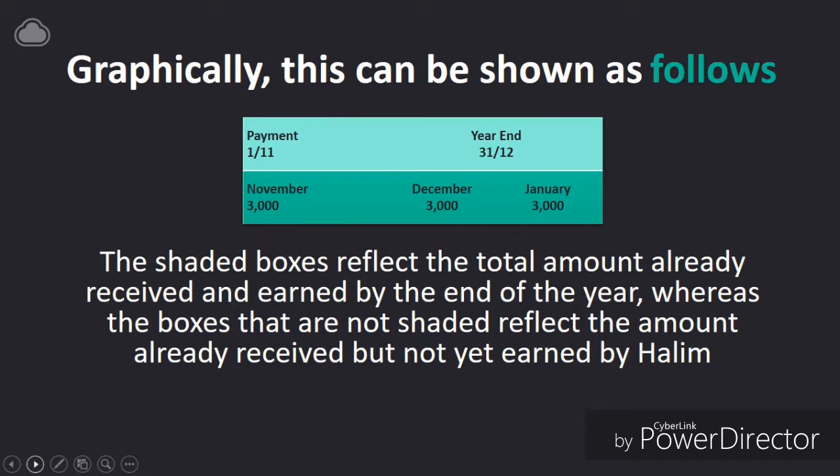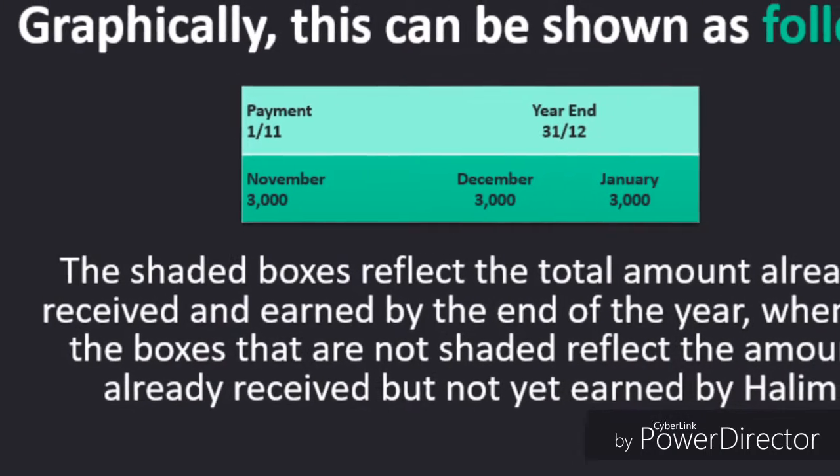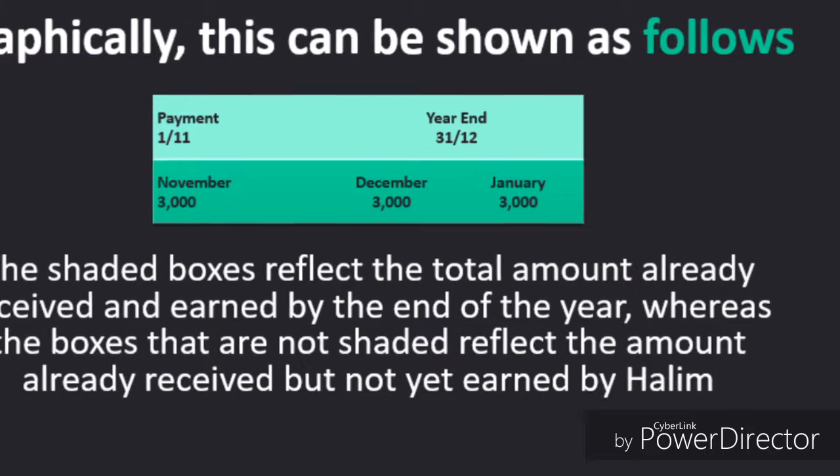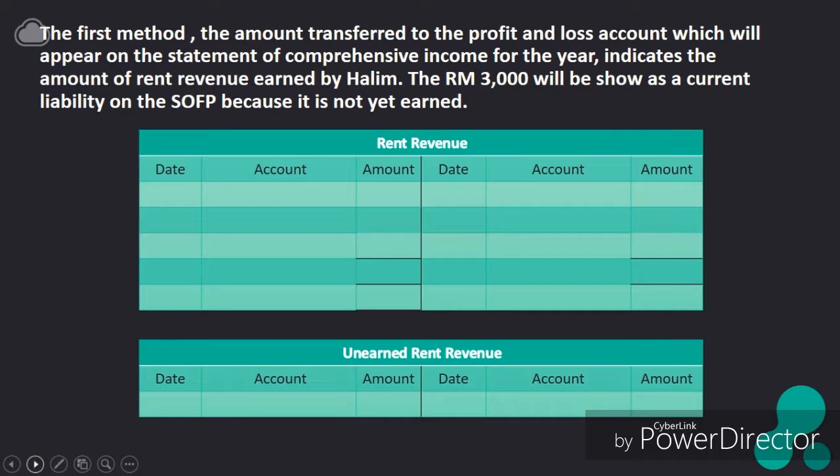Graphically, this can be shown as follows. The shaded boxes reflect the total amount already received and earned by the end of the year, whereas the boxes that are not shaded reflect the amount already received but not yet earned by Halim. The first method, the amount transferred to the profit and loss account, which will appear on the statement of comprehensive income for the year, indicates the amount of rent revenue earned by Halim. The 3,000 will be shown as a current liability on the SOFP because it is not yet earned.